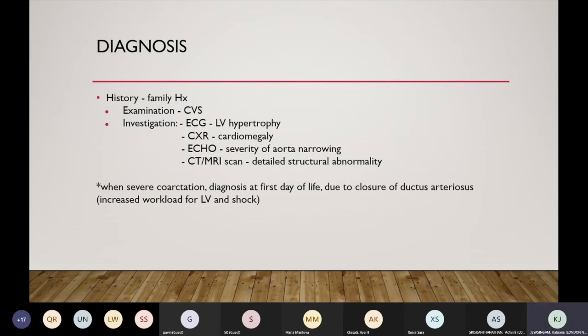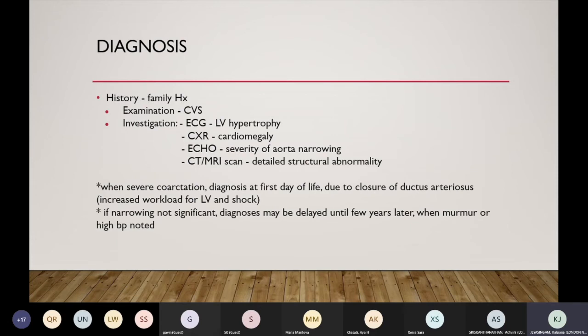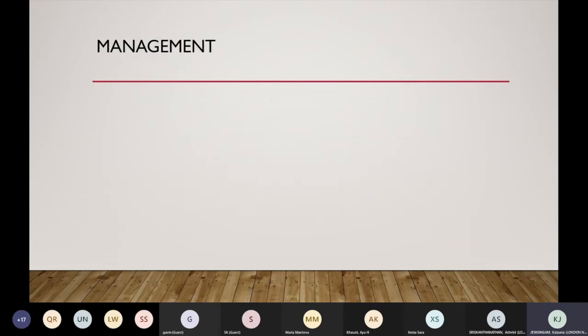When there's severe coarctation, these children usually present on the first day of life due to the closure of the ductus arteriosus and the increased workload that the child might not be able to cope with. Whereas if the narrowing is not that significant, it might be picked up later because of a murmur or an incidental finding of a difference in blood pressure.